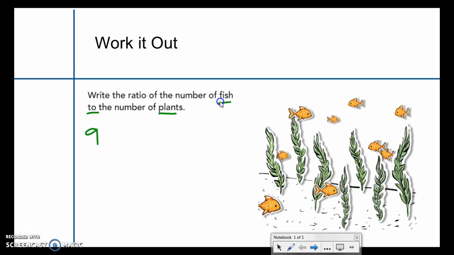So you have 9 fish. And you have 1, 2, 3, 4, 5, 6. It looks like about 7 plants. Okay? That is what this ratio is going to look like. Or you can write 9 to 7. Again, we've been talking about this a lot during morning work, and hopefully we're starting to kind of understand what this kind of stuff means.